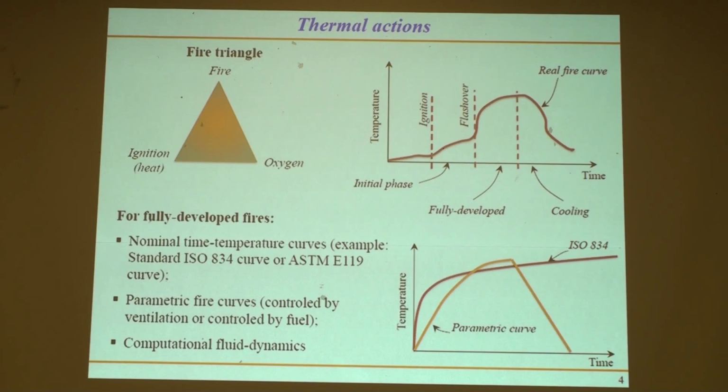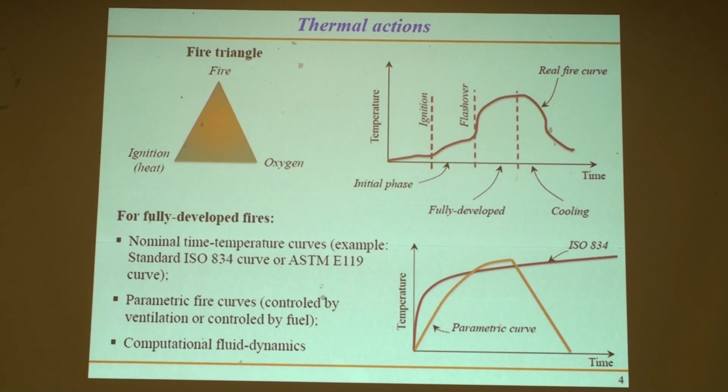Okay? Very, very quickly, and this is my one or two slides on what we're looking at in terms of thermal actions. Fire is a complex phenomenon, and to actually be able to model it is very complex. But typically, for a fire, there are three things that you have to look at: if there's an actual ignition, and if there's going to be oxygen to provide to the fire for it to grow.